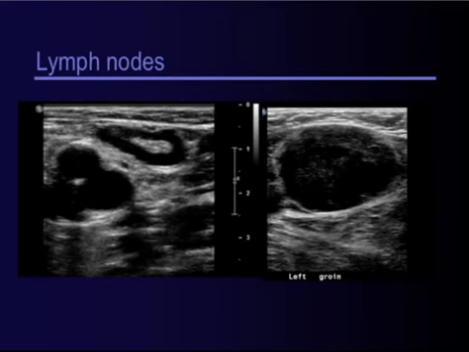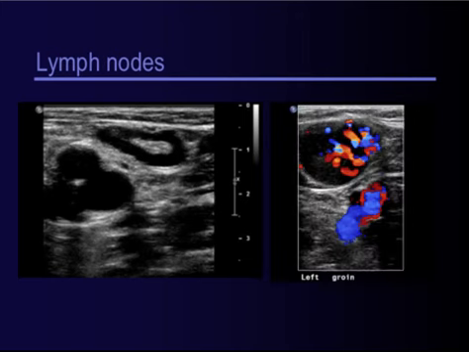Lymph nodes are commonly found in the groin, and when they are ovoid or kidney bean shaped, when there is an intact fatty hilum, or you may see one vascular pedicle, they are considered normal, even when they appear large. An abnormal lymph node, on the other hand, becomes rounded. It may become more hypoechoic. It will lose its fatty hilum, and when Doppler is performed, you can see that there is more flow than just a simple vascular pedicle.